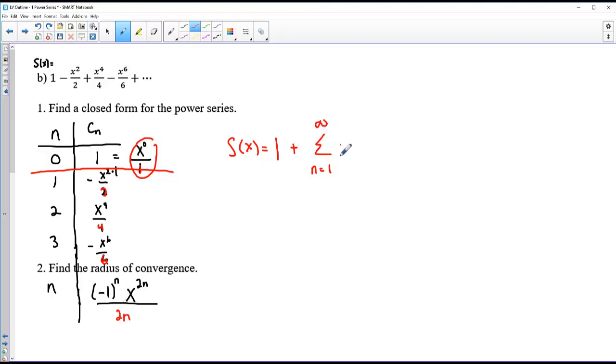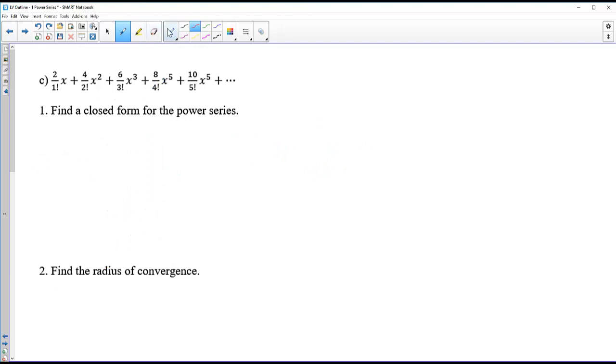We have negative 1 to the n, divided by 2n, and then all times x to the 2n. And so there's the formula for this power series. This is the closed form for the power series. All right, so that was a little bit tricky. Let's try another one, though, because after we do a couple of these, you see they're all basically the same.